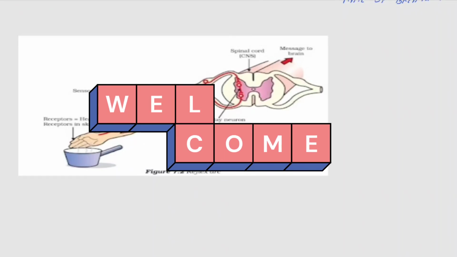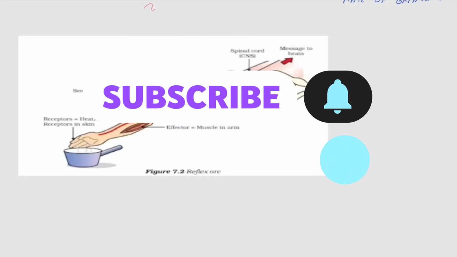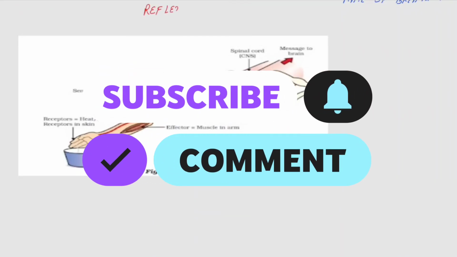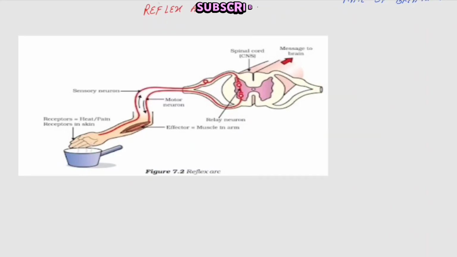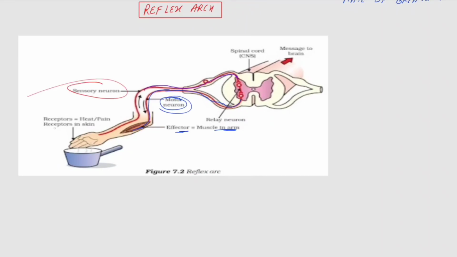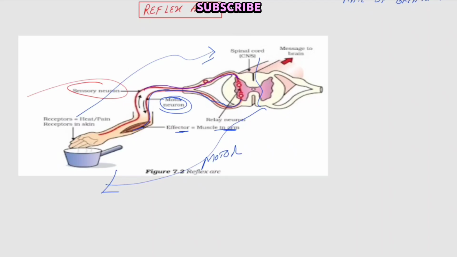Last lecture we discussed the brain. Now let's talk about the reflex arc. The reflex arc is clearly seen in the NCERT diagram. This is the sensory neuron and this is the motor neuron, and between them is the interneuron. This response is shown by the spinal cord. This is the diagram of NCERT.